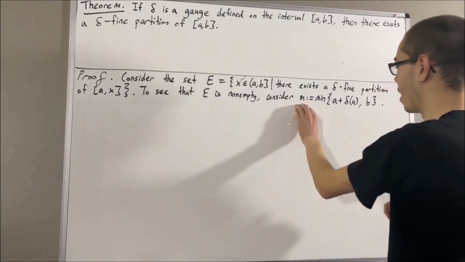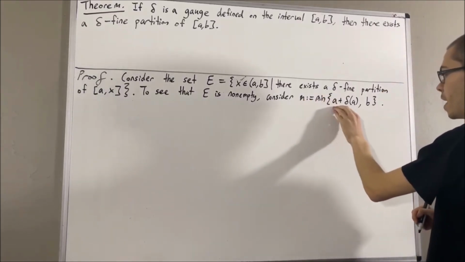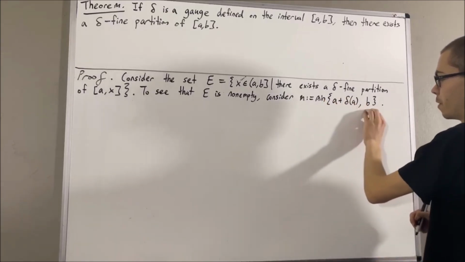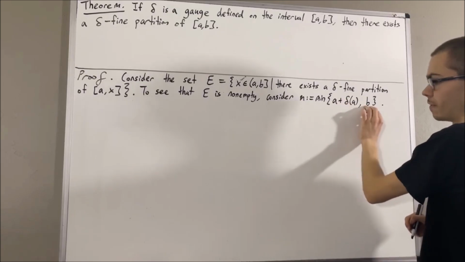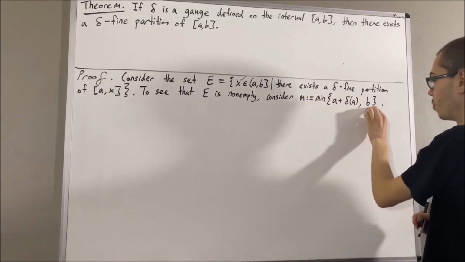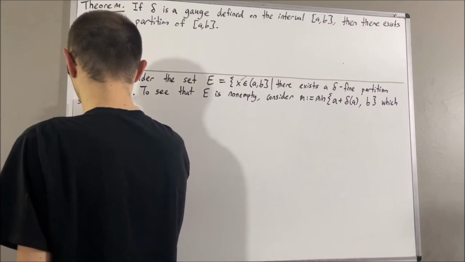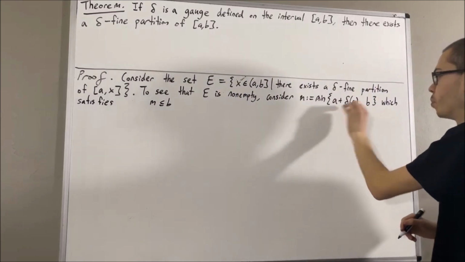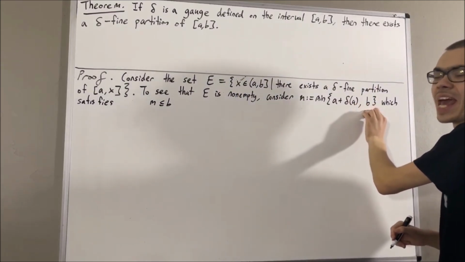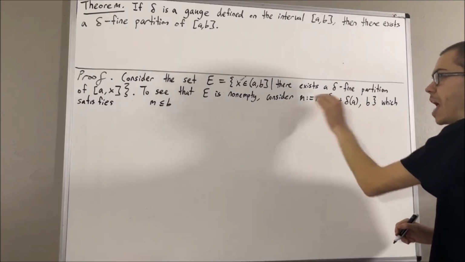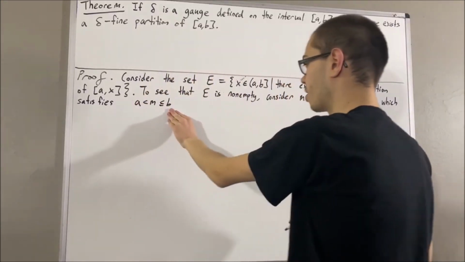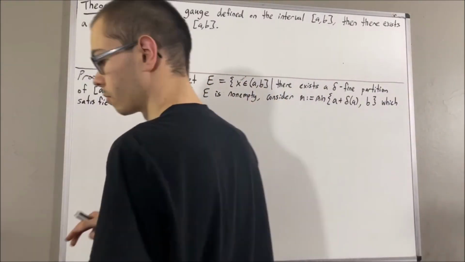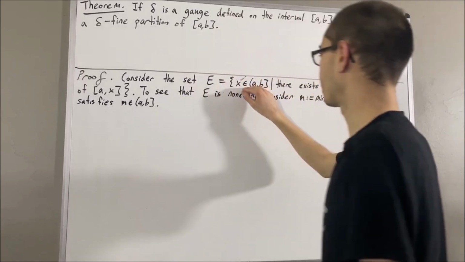We consider the value m, which is the minimum of a plus delta of a and b. Now, since m is the minimum of these two values, that means m is less than or equal to both of these values. So in particular, we know that m is less than or equal to b. But also, we know that m is equal to one of these values, and both of these values are strictly bigger than a. So m must be bigger than a. And this tells us that m is an element of this interval. So m satisfies this condition.